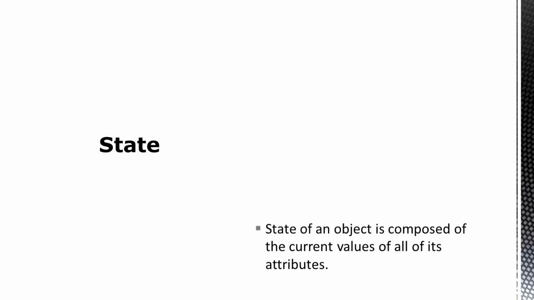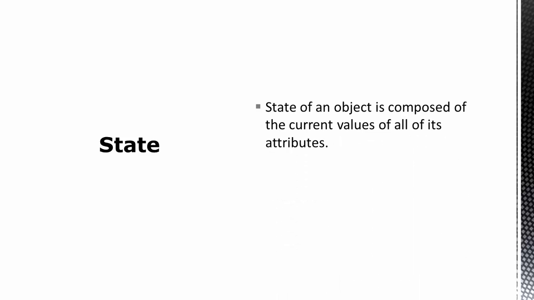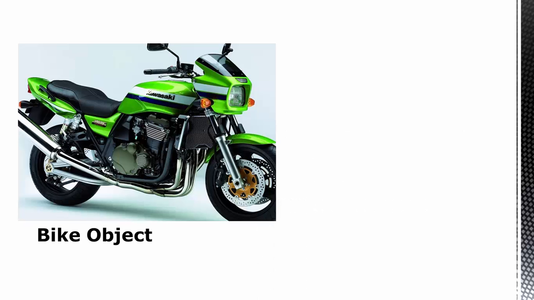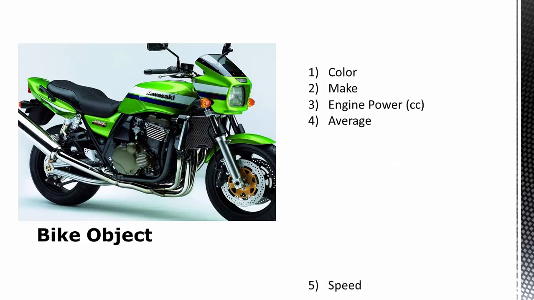Now, what is state? State of an object is composed of current values of all of its attributes. These attributes can be static or dynamic. Okay, let's take up an example. Let's talk about a bike object. The attributes of a bike object can be color, make, engine power, which is generally measured in cc, average per liter, speed, fuel level, gear position, and so on. So current values of all of these define the state.